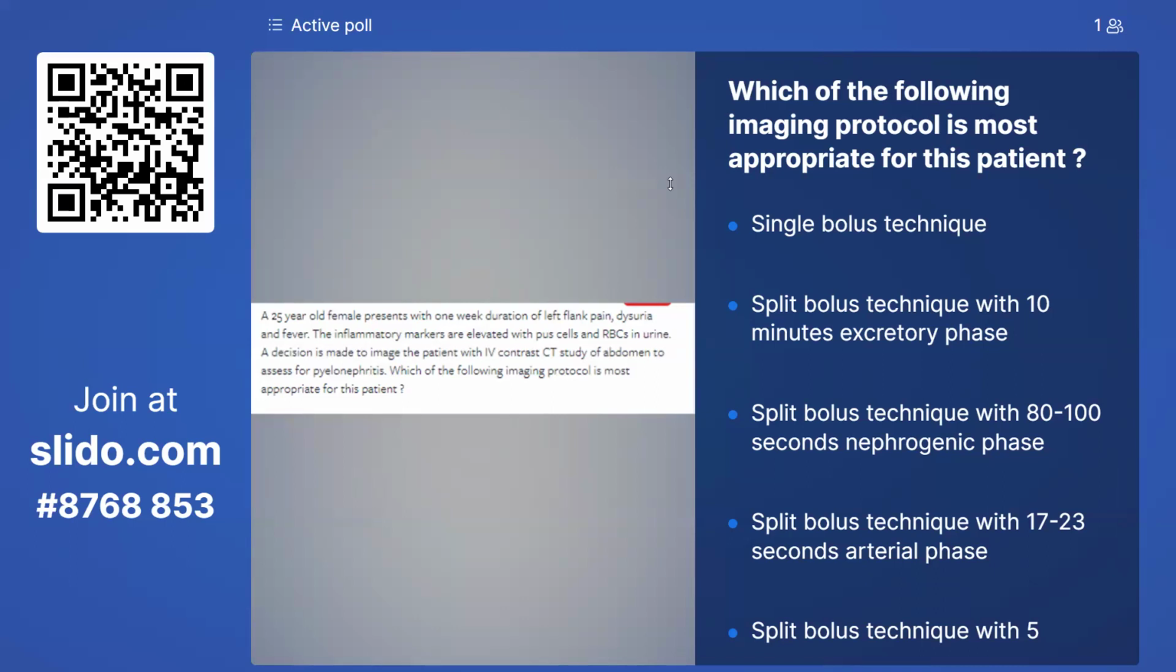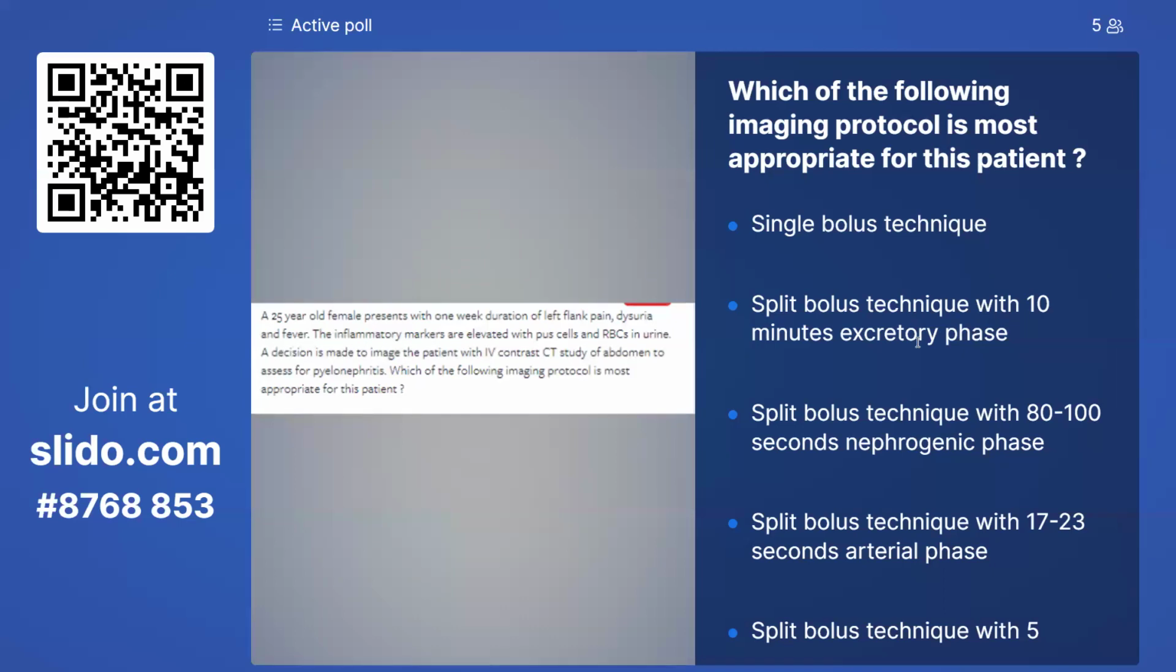G, would you like to take this case? Yeah, I can give it a go. So, should I wait until the poll's out, or should I start? No, you can, just yeah, give me your thoughts, no problem.